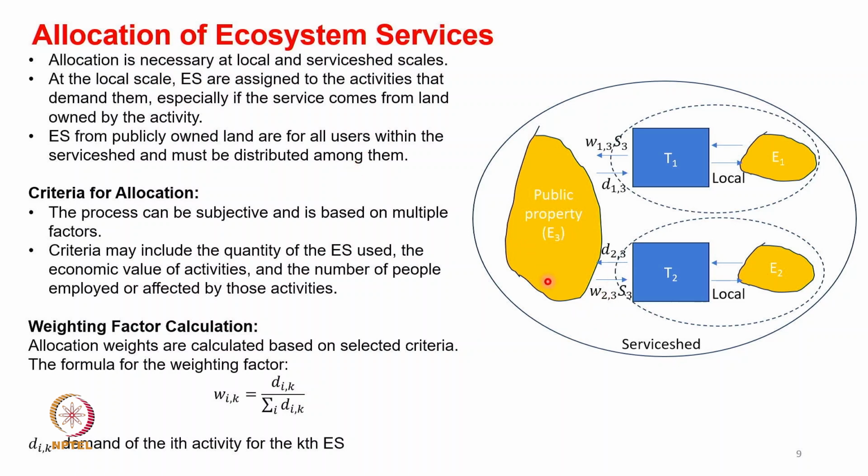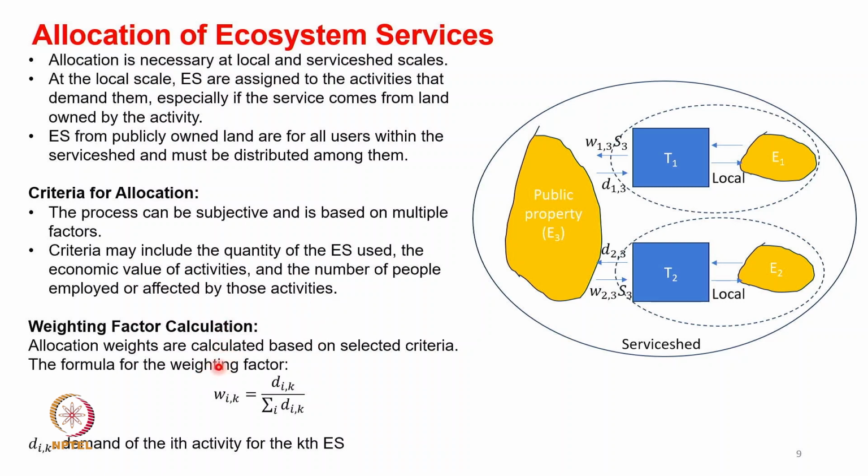You can't claim that this is only for my objective, but everywhere. If the ecosystem services are coming from a publicly owned property, they have to be distributed across all the stakeholders. And how do we do this allocation? The process can of course be subjective, and you can consider multiple factors. The criteria may include quantity of the area used, economic value of the activities, and the number of people employed or affected by those activities.